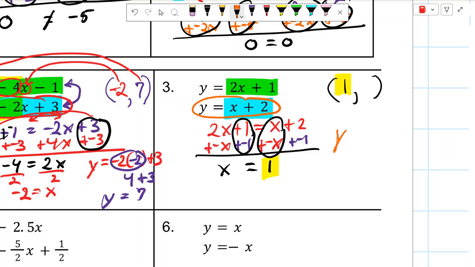So I'm going to write y is equal to parentheses for the x plus 2. And my x is 1, so I'll put a 1 in here. And 1 plus 2 is 3. So I believe my solution for my system is (1, 3). Now I'm going to put that into my top one just to see if it's right. That's my x, and this is my y. 2 times 1 is 2. 2 plus 1 is indeed 3, and I know it's right.